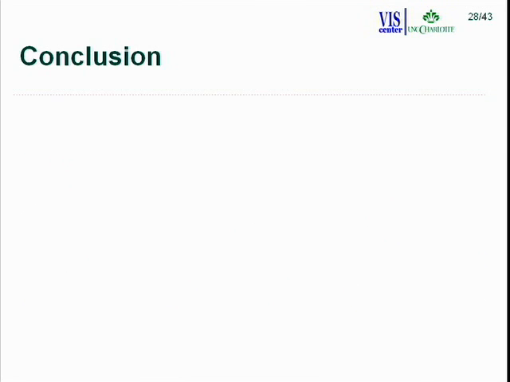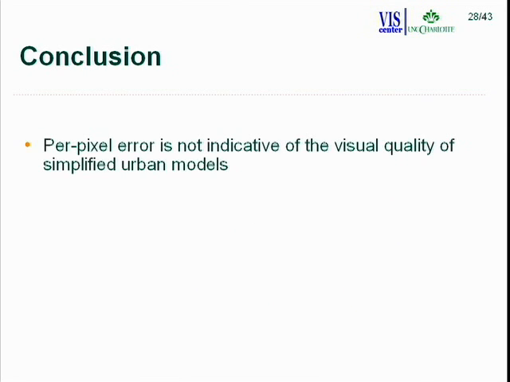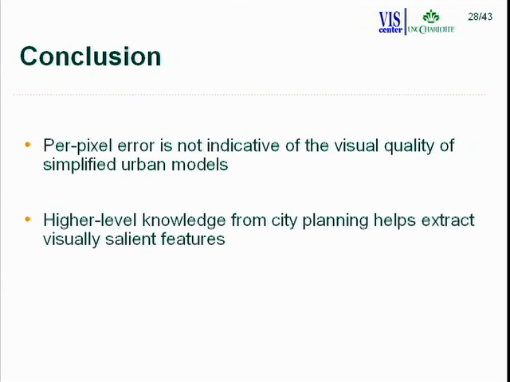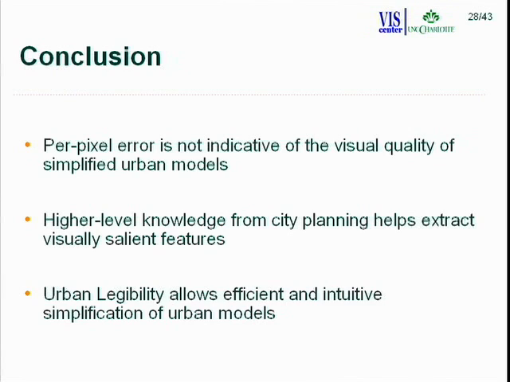So in conclusion, there are a few things that we found by working on this project. The first one being that when you just use per pixel error, it is actually not at all indicative of the visual quality of your simplified urban models. So what that means is you really have to go towards some higher level knowledge, in our case from city planning, to help extract and retain visually salient features in the model. And in our particular case, using urban legibility, we find that it allows efficient and intuitive simplification of the models.